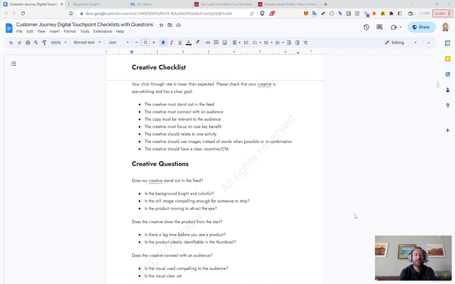Next up on our customer journey digital touchpoint checklist is our creative checklist. So, this is the creative that we're using in our ads, specifically in order to drive traffic, or things that we're showing people on our website and other places that are invoking a response from people that make it very clear.